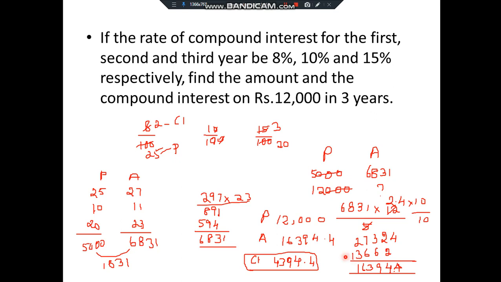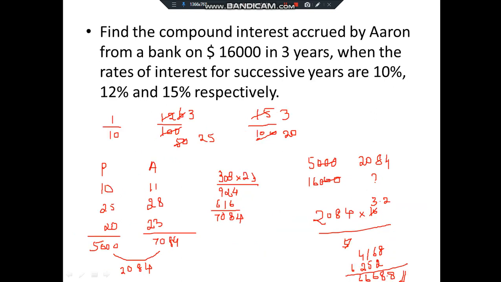Then now you know principal and amount. Simply you can subtract and get the compound interest. You need not go for the step again, principal compound interest 5000 and therefore 12,000, how much is your compound interest, because you know principal and amount. Simply subtract and you find the answer as 4394.4. I hope you understood. Yes. See the next question, which is quite similar to the previous question.